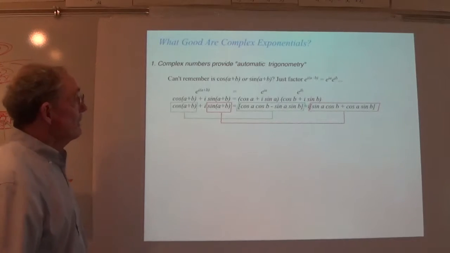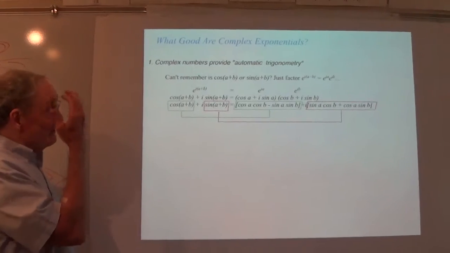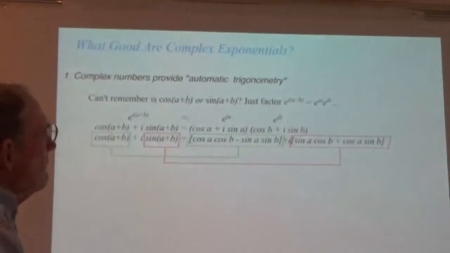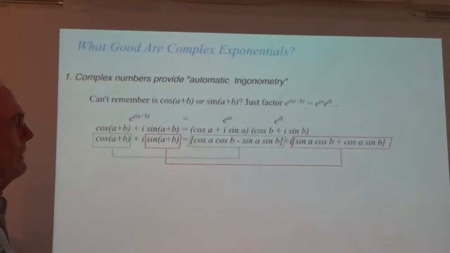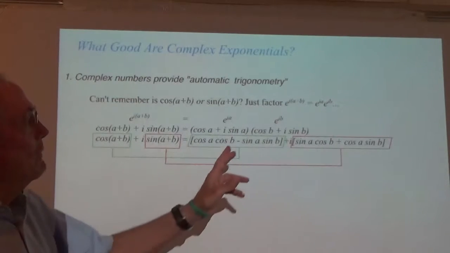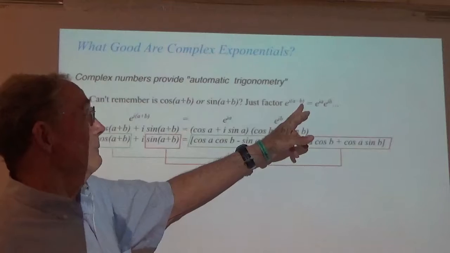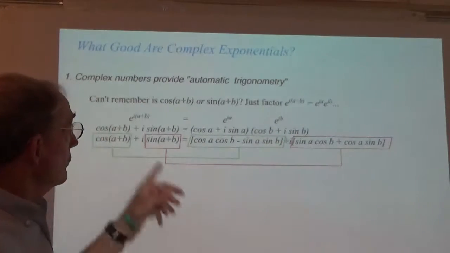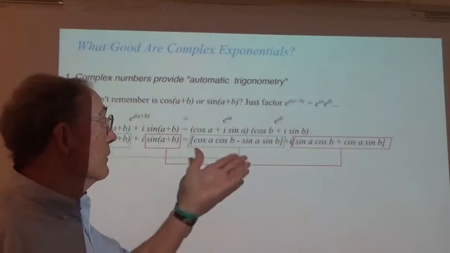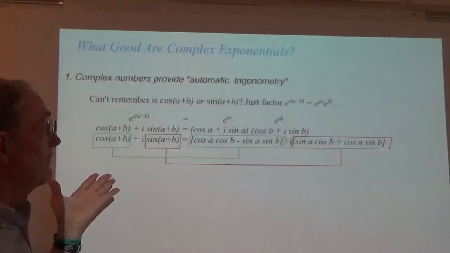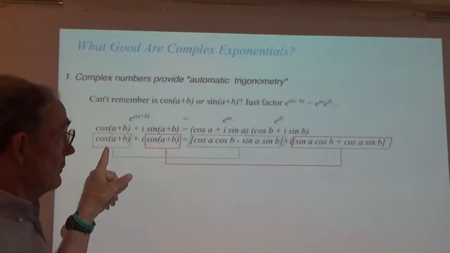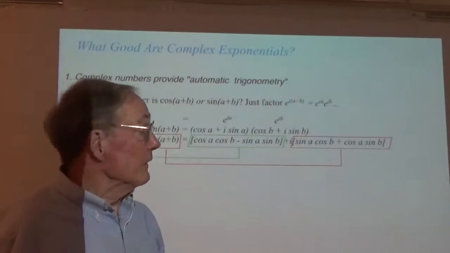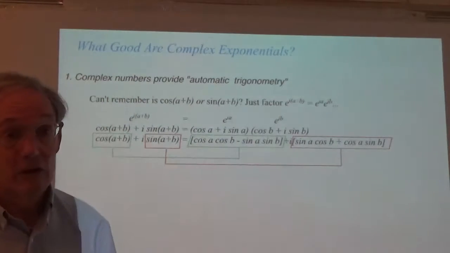For example, you're on an exam and you're stuck and I can't think of what sine of a plus b is, or cosine of a plus b. Well, it's much easier to remember that e to the i (a plus b) is just the product of the e to the i a and the e to the i b, right? So you expand that. Bingo, you get both the sine of a plus b and the cosine of a plus b. That's the imaginary part, that's the real part.